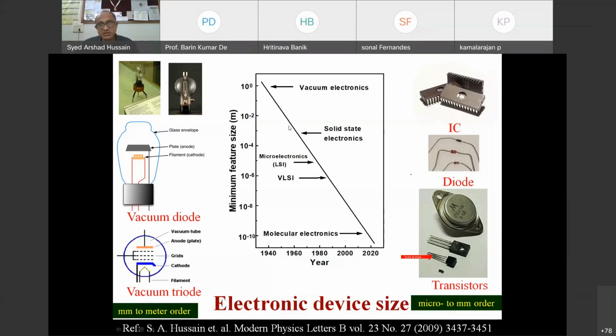But now, with time, with the invention of semiconductors, we attained solid state electronics. At the same time, size decreased enormously. And in this way, we reached microelectronics. Now we are using the VLSI technique, very large scale integration, and feature size of the order of micrometer. Now scientists are aiming to have molecular electronics, where an individual molecule or a group of molecules can be used as the basic building blocks of electronic devices.